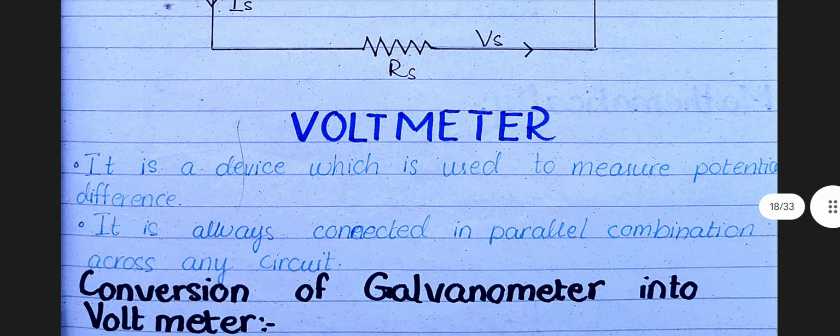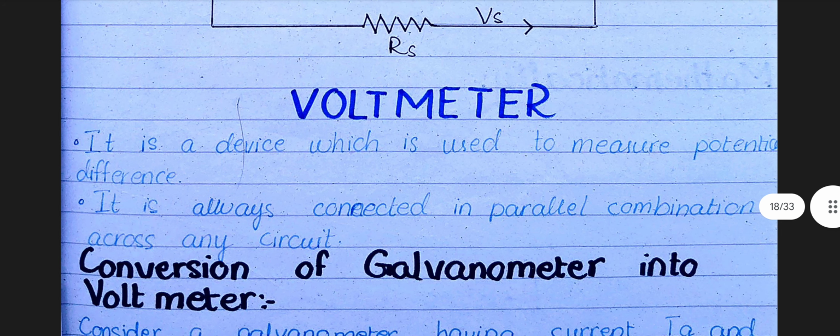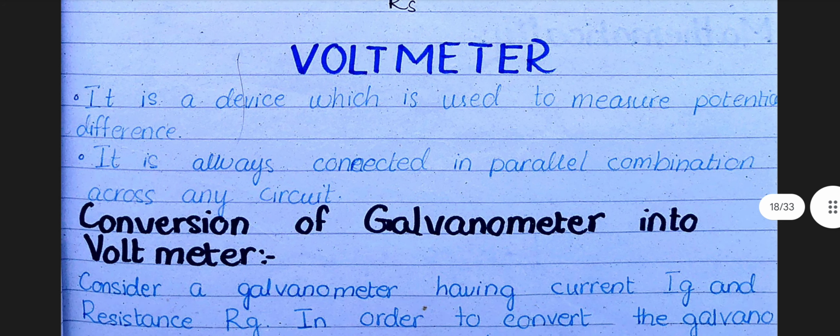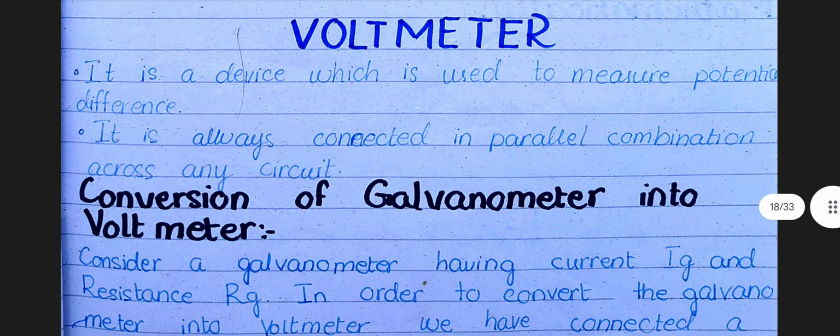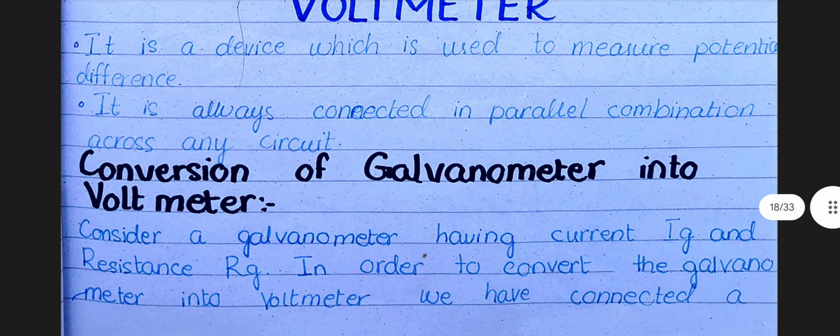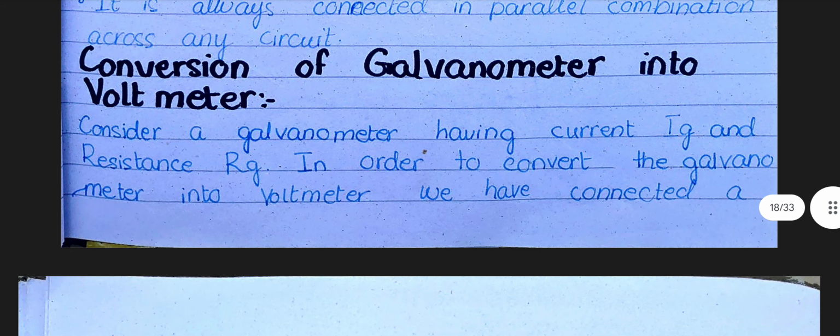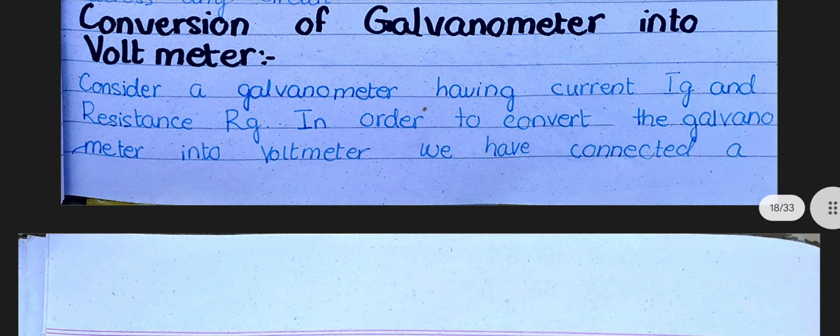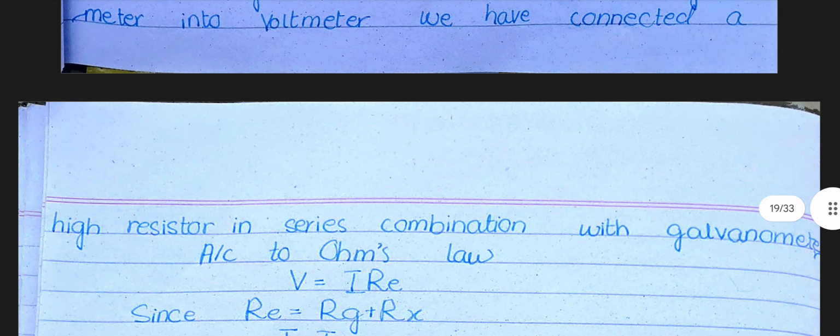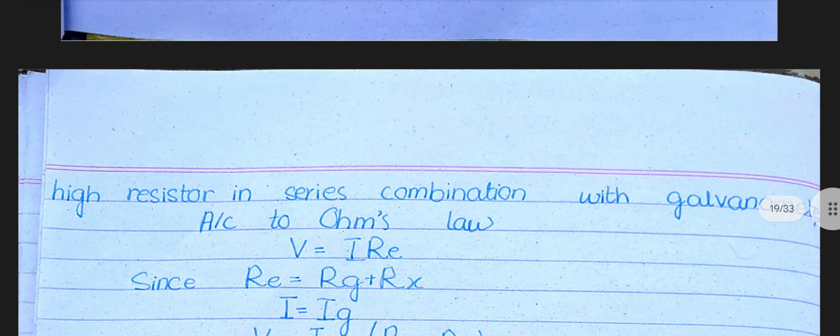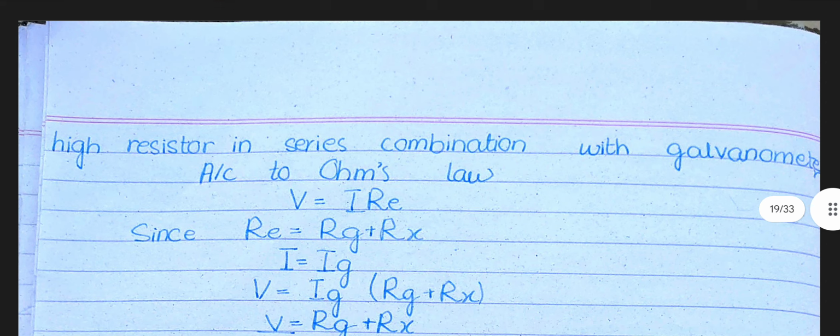Voltmeter. It is a device which is used to measure potential difference. It is always connected in parallel combination across any circuit. Conversion of galvanometer into voltmeter. Consider a galvanometer having current Ig and resistance Rg. In order to convert the galvanometer into voltmeter, we connect a high shunt resistance in series combination with the galvanometer.